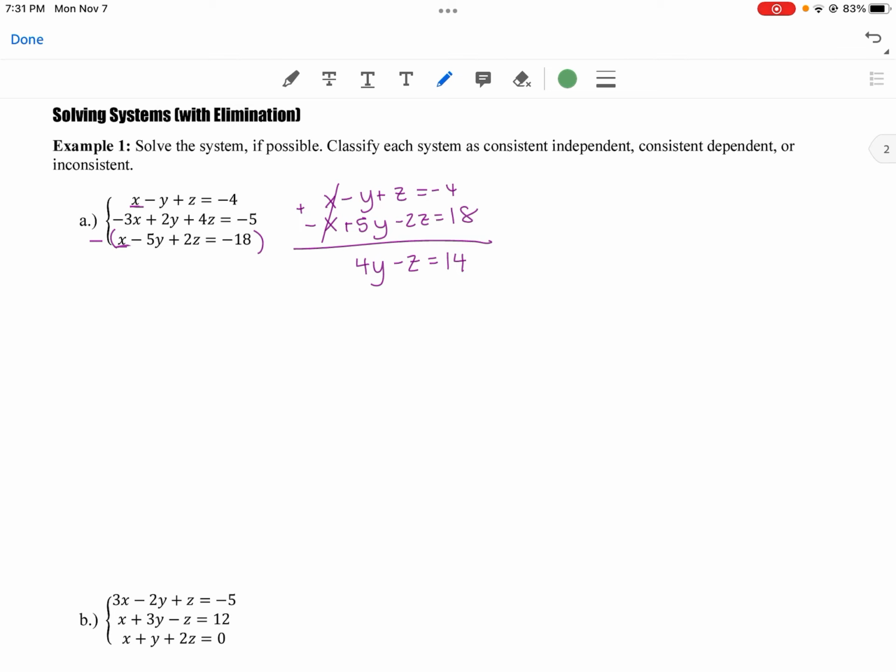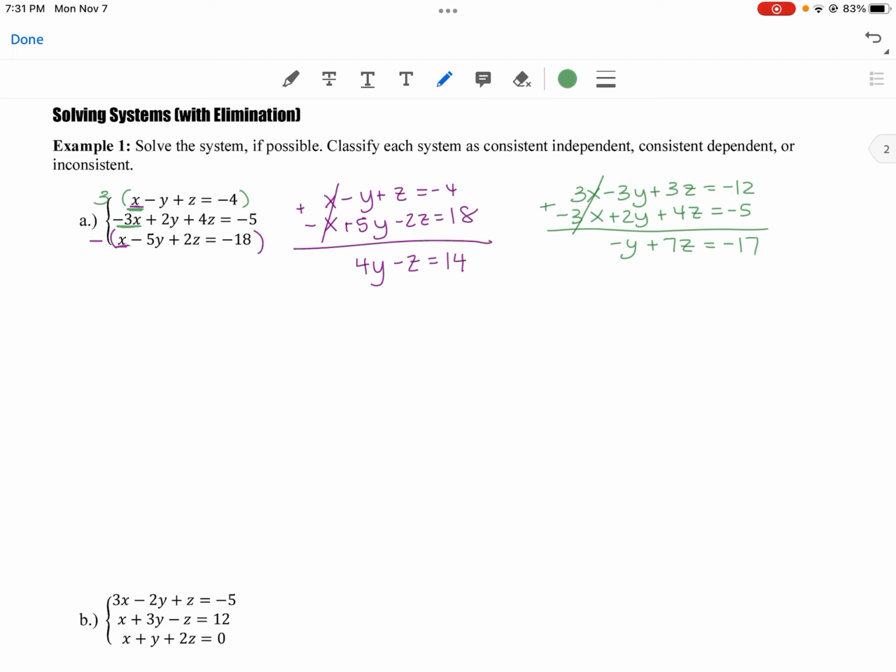Now let's focus maybe on this top row. If we want it to cancel with a negative 3x, we're going to multiply that top row by 3. So we have 3x minus 3y plus 3z equals negative 12. Similarly, you could have multiplied the bottom row by 3 and then added to the second one. We just can't use the first and the third again. So I'm just writing that second row, and your x's cancel. We have negative y plus 7z equals negative 17.